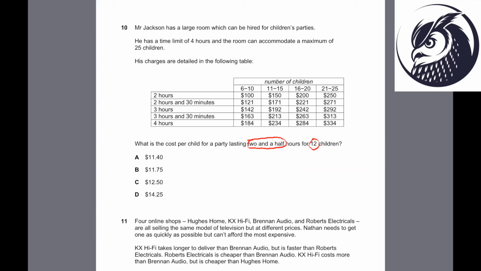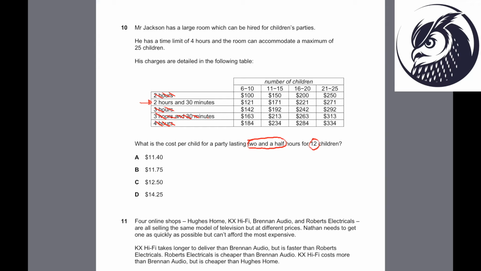Now let's look at our little table. So the table has the time, how long you want to book the party for, and also the number of children who will be present. Now, again, it's one of those relevant information questions. A lot of the information here is not needed to answer the question. So let's just get rid of the things that we are not interested in. So first of all, we know the party lasted 2.5 hours. Okay, so we're only interested in this row. Everything else we don't care about, so I just cross it out.